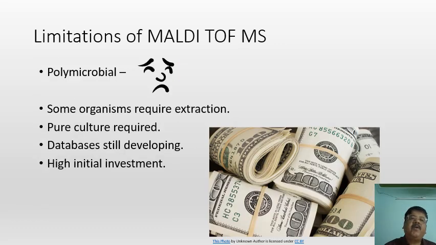What are the limitations of MALDI TOF? Polymicrobial samples. If many organisms are there, it will get jumbled up and the result is not clear. So utmost care should be taken so that our growth is a pure growth. Some organisms require extraction, and pure culture is required. Databases are still in the developing phase, and there is a high initial investment. So a lot of money is required for its installation. Recently, I inquired about MALDI TOF for one test, and a 10,000 rupees cost is there. So you can see the high initial investment is there, so they will charge more.